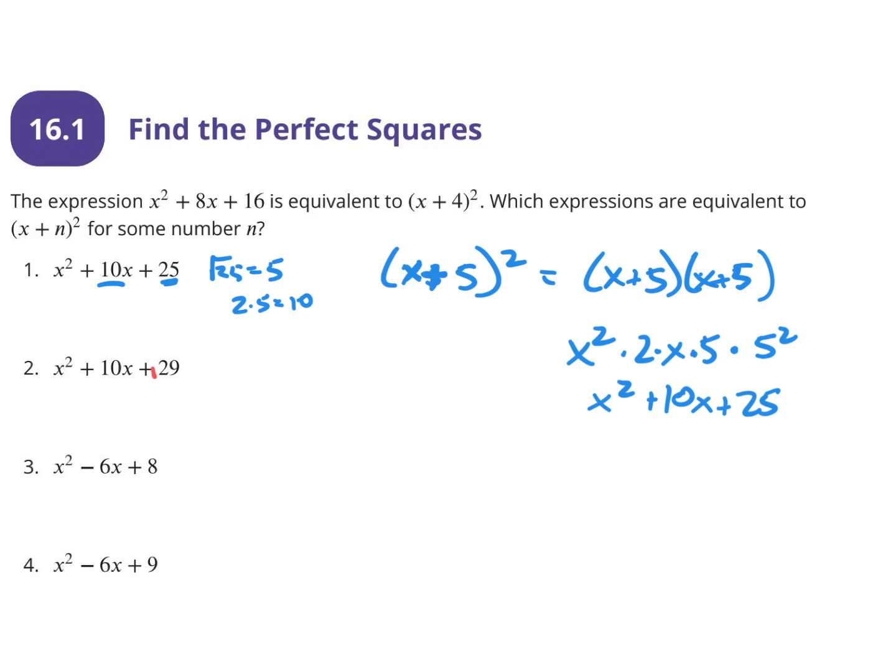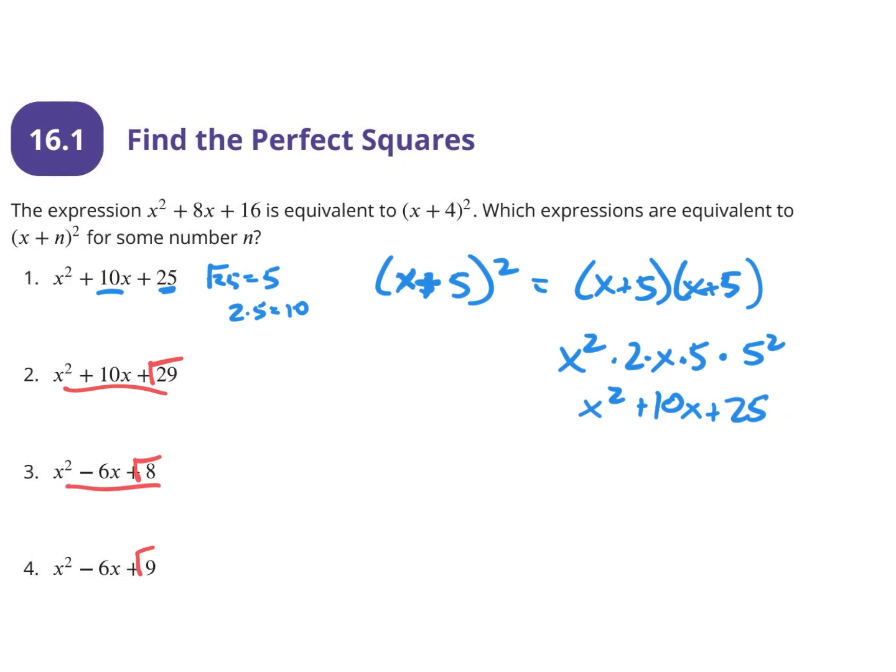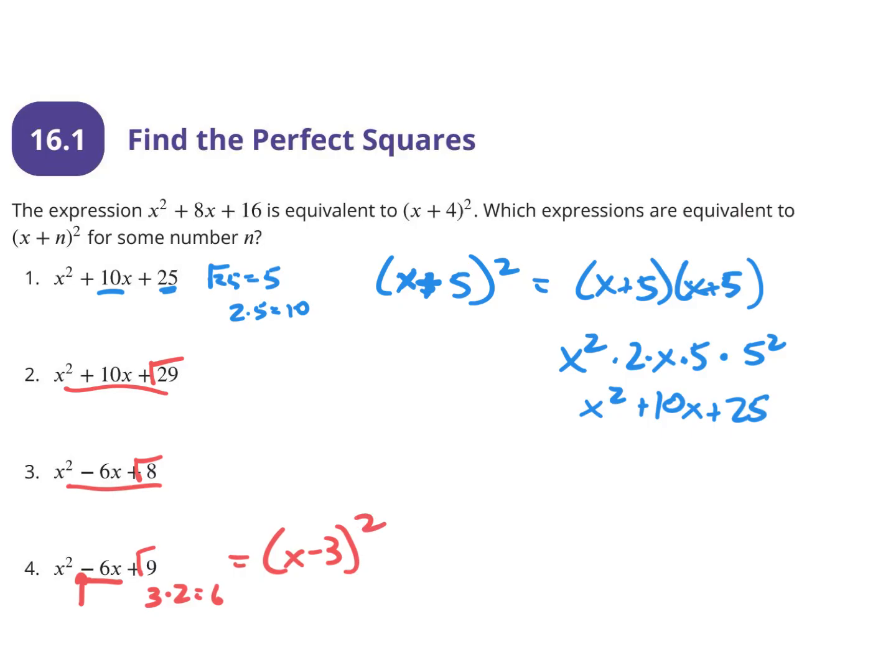If I take the square root of 29, that is not a perfect number. This is not a perfect square. If I take the square root of 8, it's not a perfect number. This is not a perfect square. But if I take the square root of 9, I get 3. If I times it by 2, I get 6. So now we match, but now I have to pay attention to this. This is going to give me x minus 3 quantity squared.